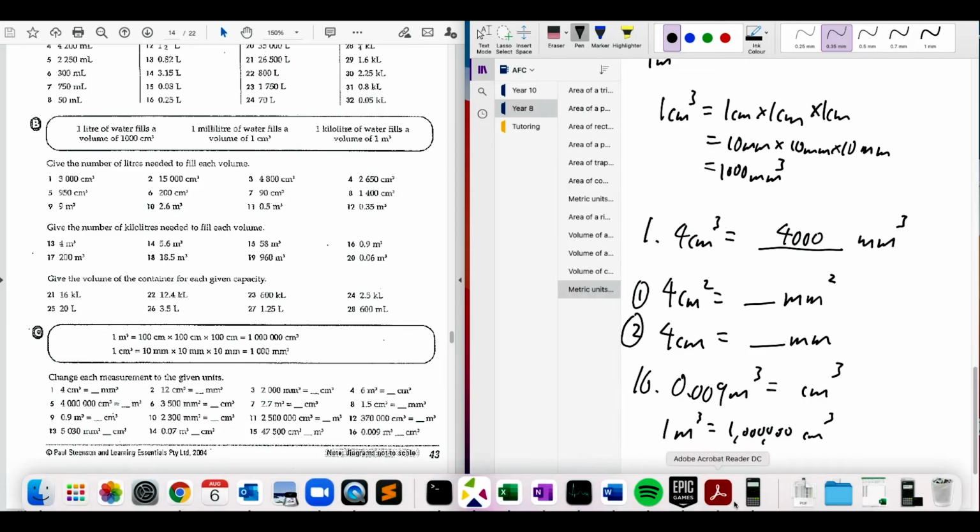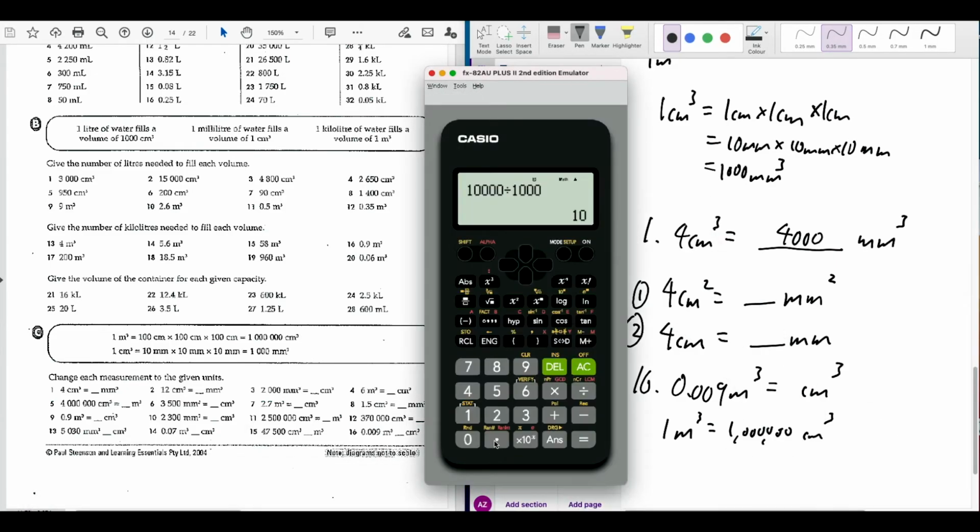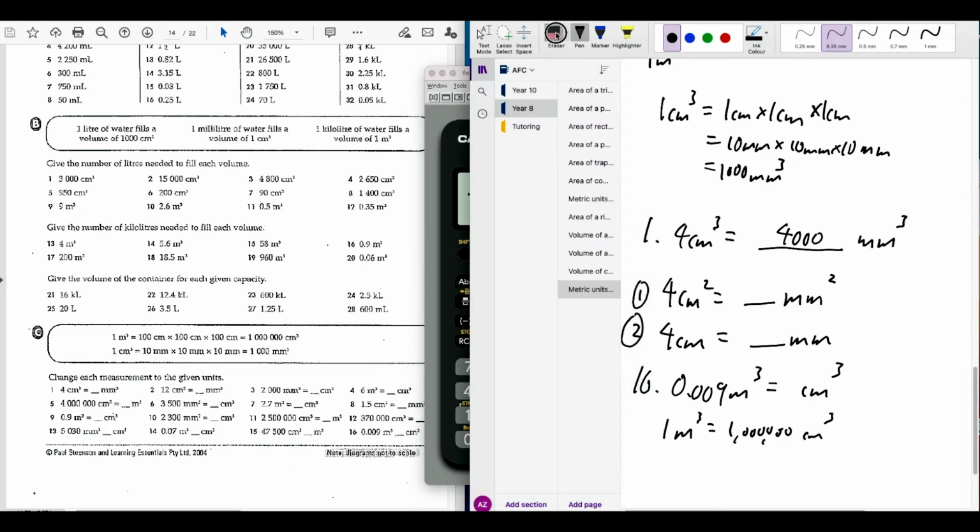So what should we get? You can type on the calculator. Times by 1 million. Remember, 1 million has 6 zeros. You should get 9,000, right? So this should be 9,000 centimeters cubed.